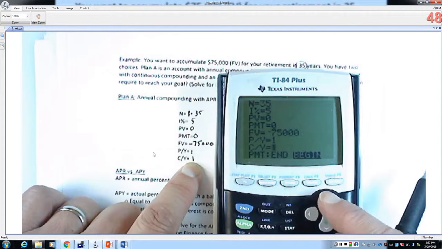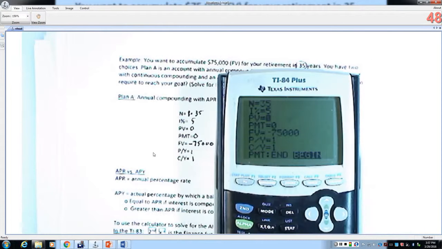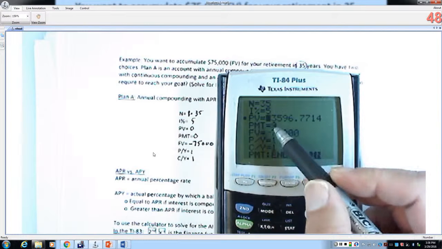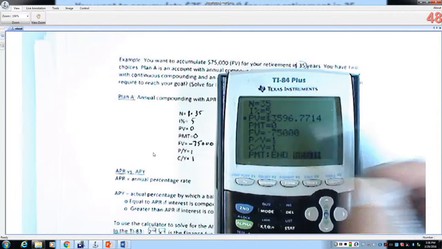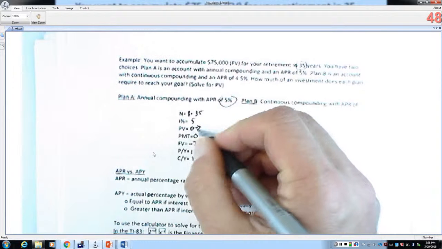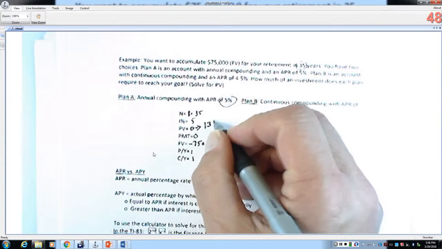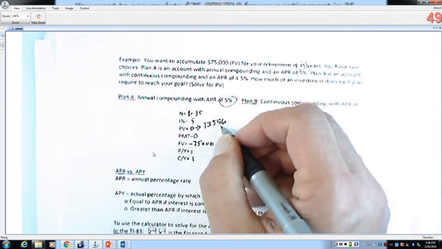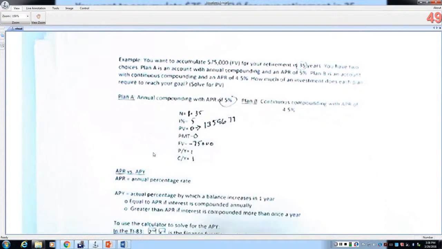Now we move the cursor to our present value. What is it that I have to put in the bank now in order to get $75,000 35 years from now? Okay, so I go green and enter to solve, and I get that my amount is going to be $13,596.77. So my present value is going to be $13,596.77 on that one.